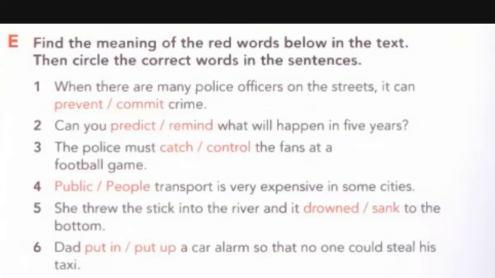Okay, number six, put in or put up a car alarm so that no one could steal his taxi. This one, I'll let you try on your own. I want you to check in the dictionary. What's the difference between put in and put up?